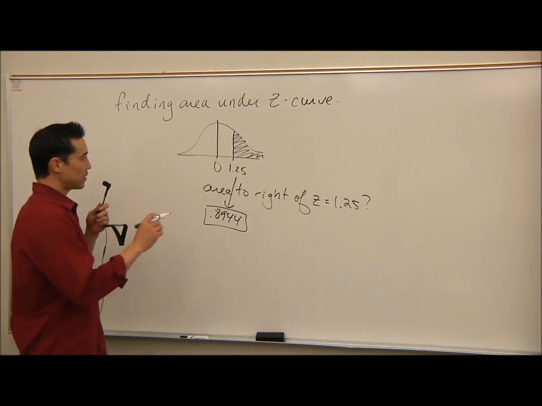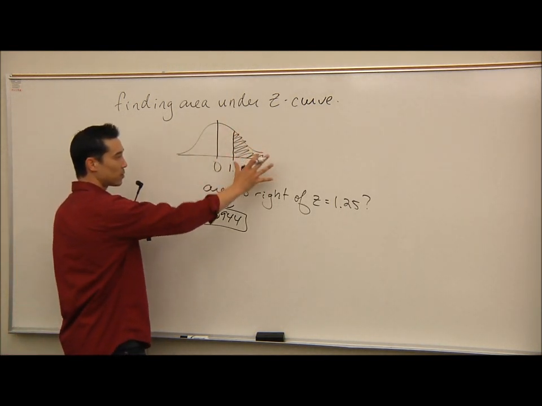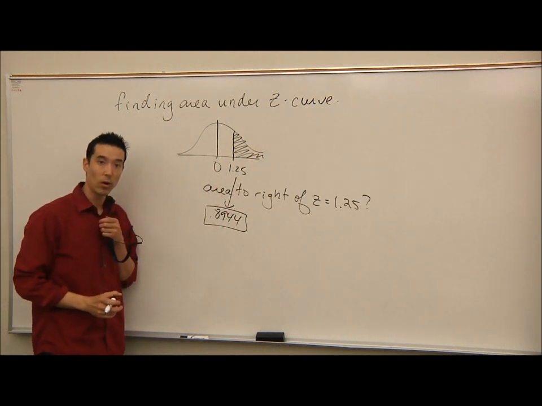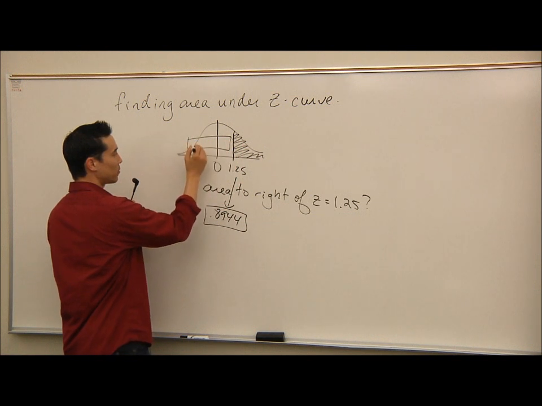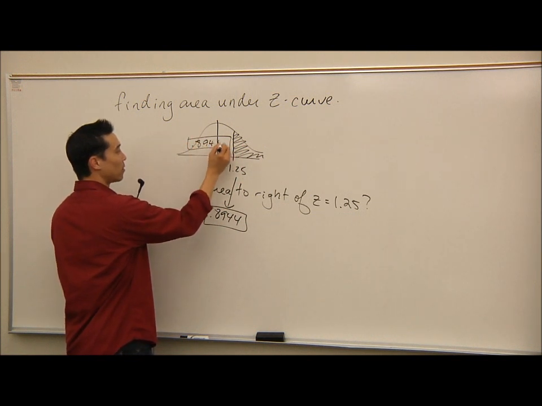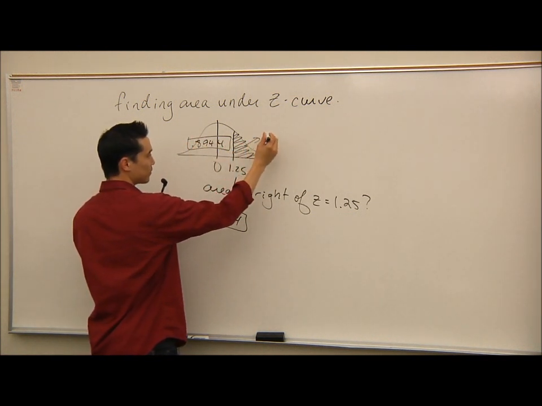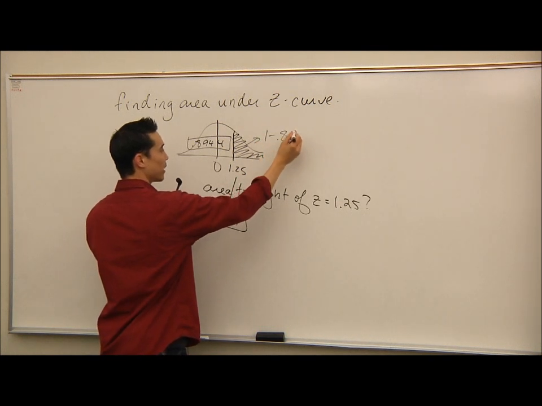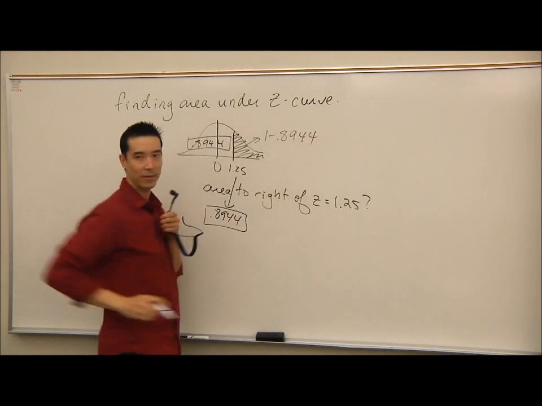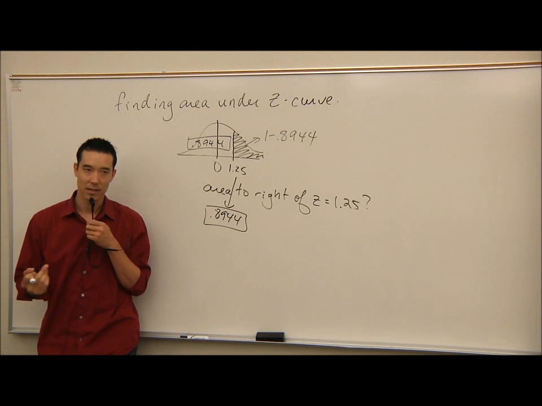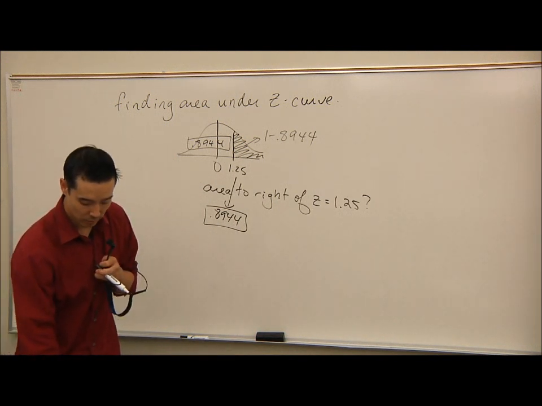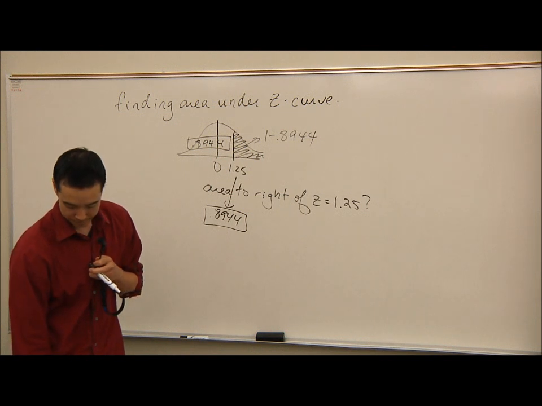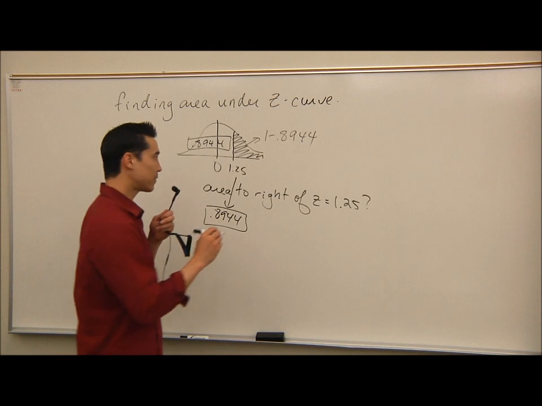Well, the good news is this whole thing adds up to 100% or 1, okay? So if this area here is 0.8944, then what does this area here have to be? The rest. 1 minus 0.8944. Okay? And that's it. So do 1 minus 0.8944, and that's your answer. 0.1056.